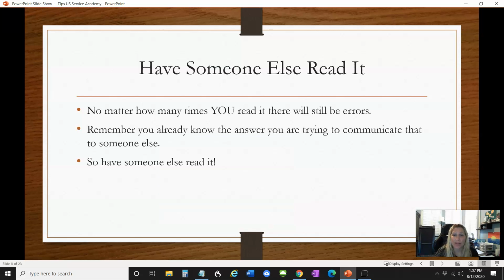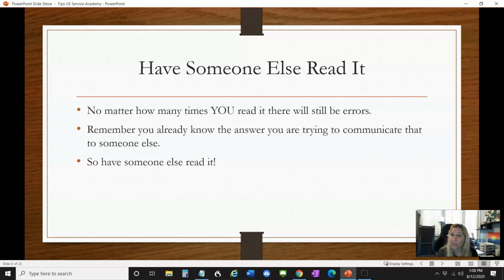All right, have someone else read it. No matter how many times you read it, there will still be errors because you know what it's supposed to say in your head, so you will skip over the errors. Also, you know what you're trying to communicate, but because it's in your head, the reader doesn't know exactly what you're saying. So when someone else reads it, they might say, I don't understand what you mean by this sentence. And you know what it means because you have all those words and thoughts in your head, and so it makes sense to you. But I can't tell you how many times I've read essays for students, and they just don't make sense to me as the reader.